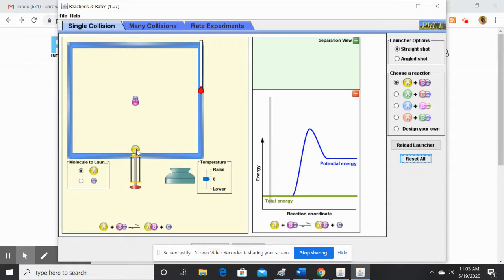So molecule A, which is this ball, is going to collide with molecule B, which is this ball bonded to this gray ball. And if we look at the other side, right, A and B are going to switch, right? So A is going to form a bond with B, and then C is going to be left by itself. This type of reaction, what we call that is, we call that a single replacement reaction. It makes sense, right? We're just swapping positions.